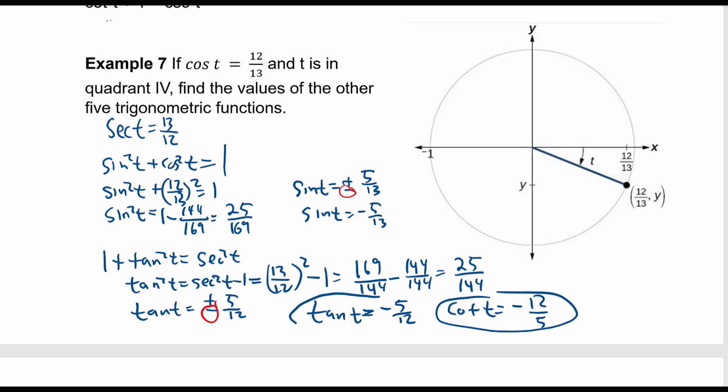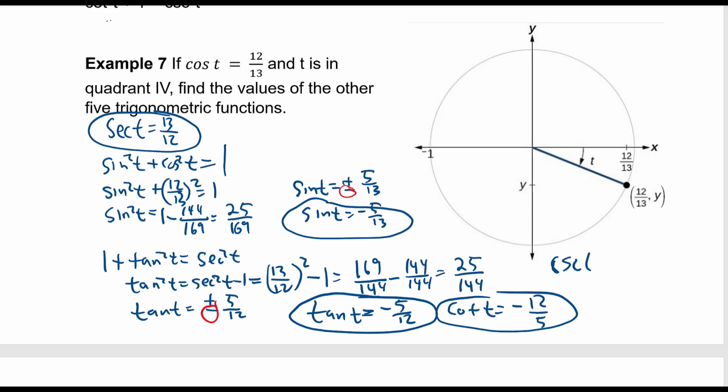Okay, and that's it. What else did we find? We found this one here. Oh, I didn't do cosecant yet, did I? So we're not done. Cosecant t, I could use a Pythagorean identity, but I'm just going to do the reciprocal of sine. So that's going to be negative 13 over 5. There we go.